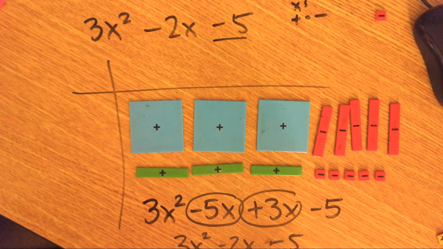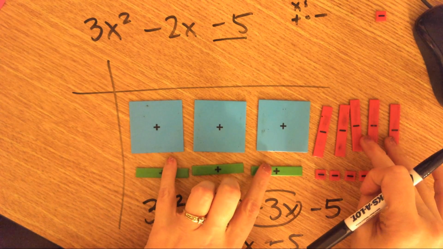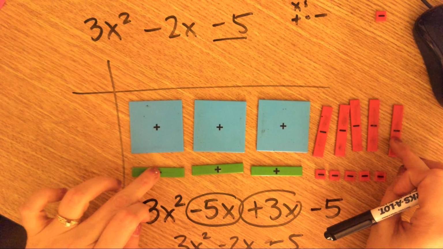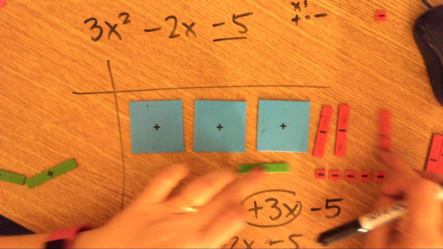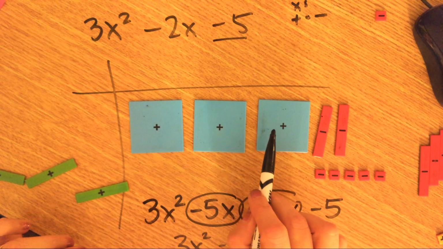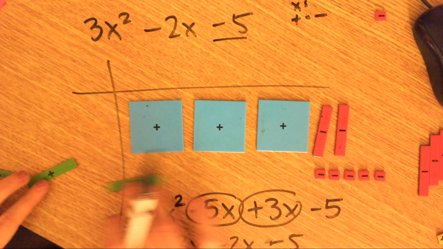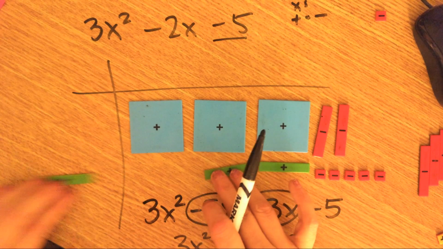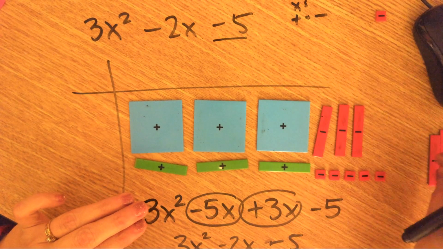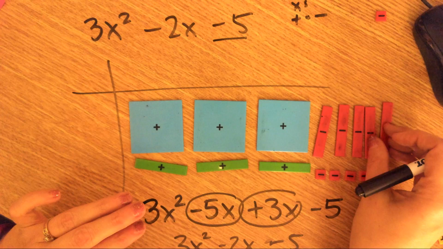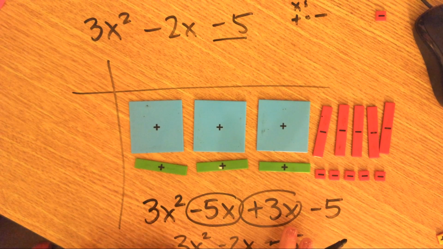These are 0 pairs. Remember, a positive and a negative cancel out, leaving me 3x squared minus 2x minus 5. They're part of our answer, though, so when we draw our final answer, we're going to keep them tiled. But the reason they're there is because they're part of this answer down here.